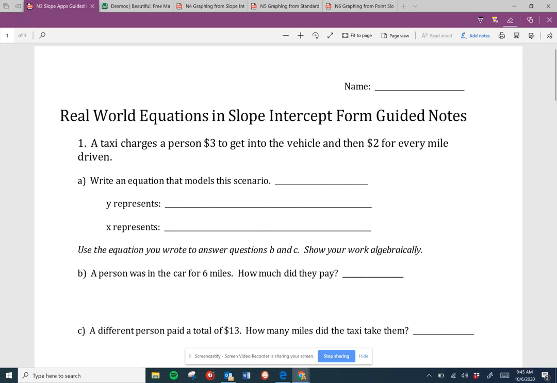Today we're going to be talking about how to find the slope of some real world equations and how to write the equations also. First off, all of these equations are going to be in y equals mx plus b format, and we're going to talk about how to identify each one of those variables. The x is always going to be the independent variable.